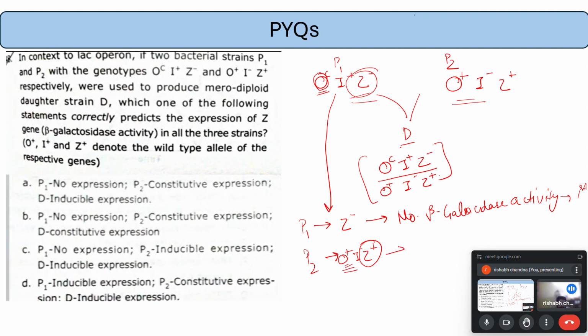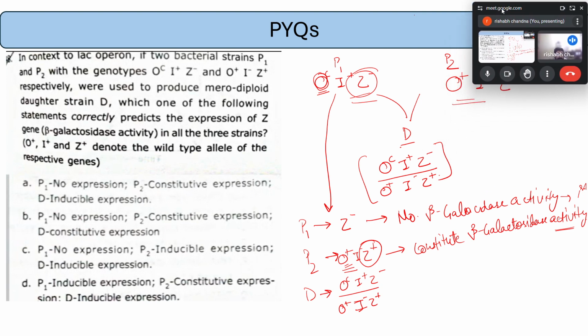So in that case, what will happen? We'll see constitutive beta galactosidase activity. Now in the third strain, that is D, we have the genotype OC, I plus, Z minus, and O plus, I minus, Z plus. So we'll draw that figure again. In this we have OC, I plus, Z minus, and this we have O plus, I minus, and Z plus.